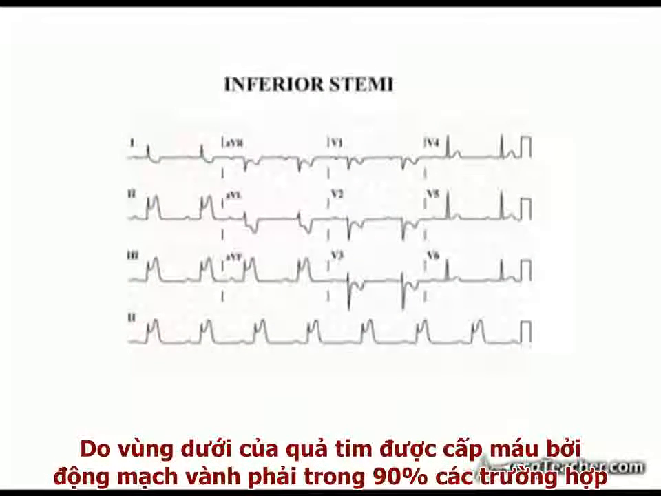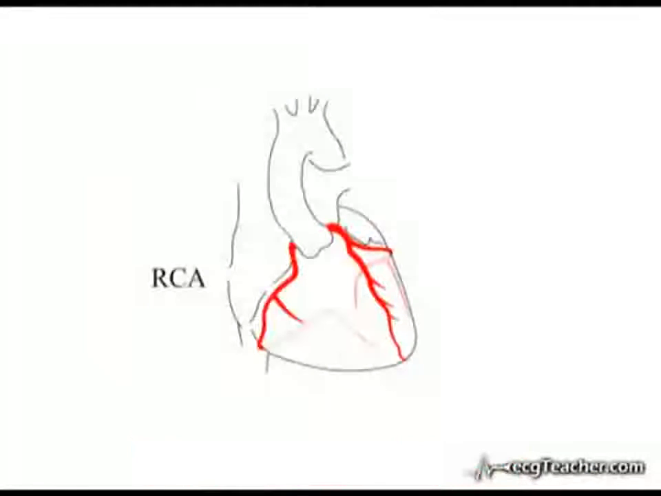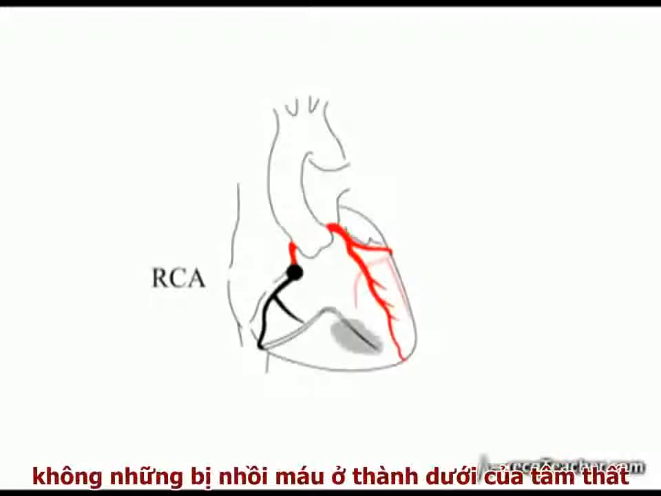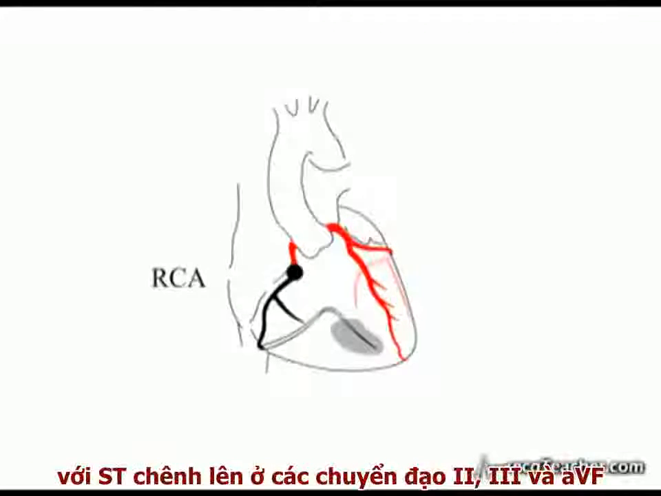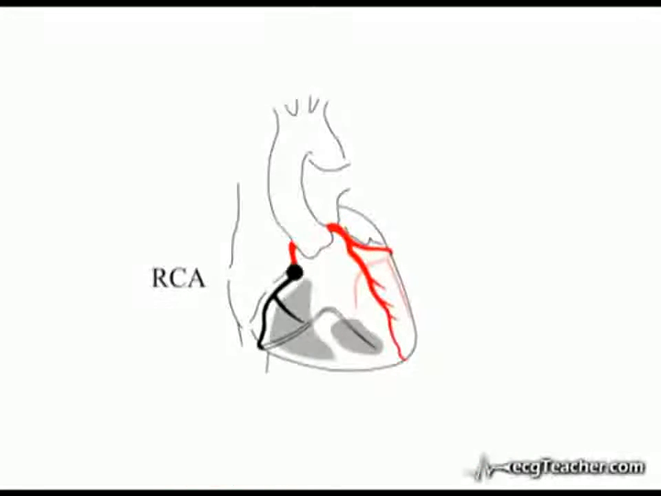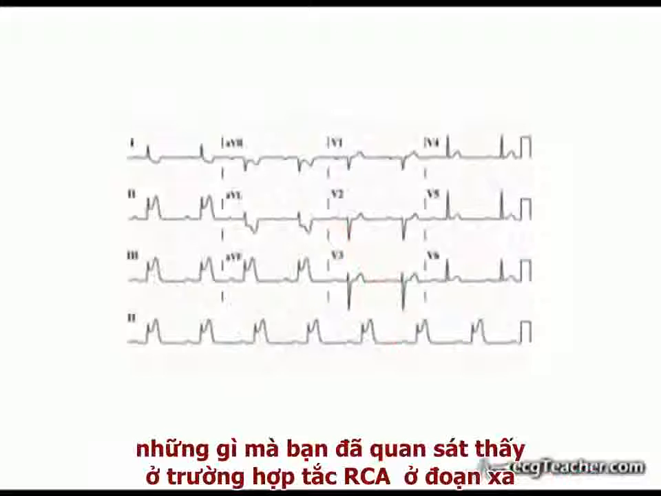As the inferior surface of the heart is supplied by the RCA in 90% of people, this ECG pattern usually indicates obstruction of that artery. Blockage of the right coronary artery proximal to the origin of the marginal branch will result not only in infarction of the inferior surface of the ventricles, with ST elevation in leads 2, 3 and AVF, but also in extensive infarction of the anterior wall of the right ventricle. You'll notice that the ECG in this situation is virtually identical to that observed with distal RCA obstruction.